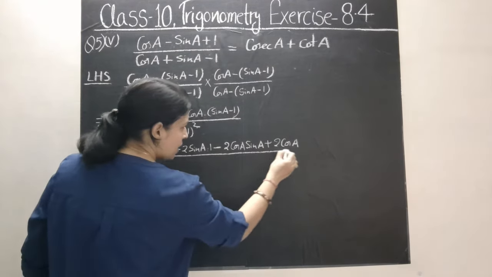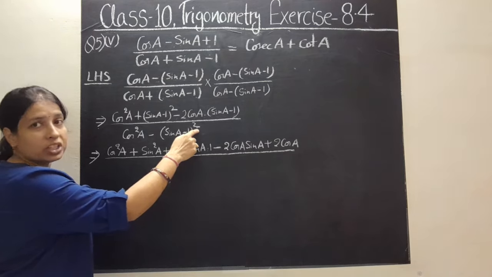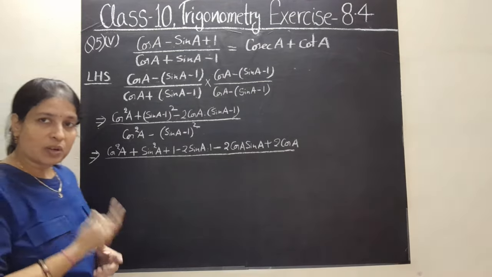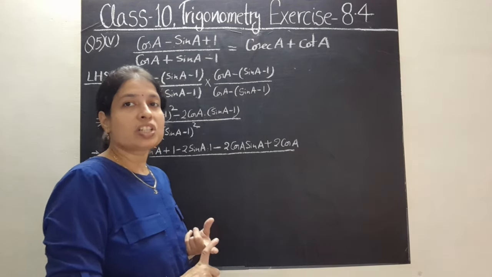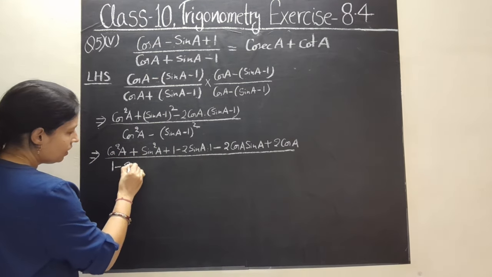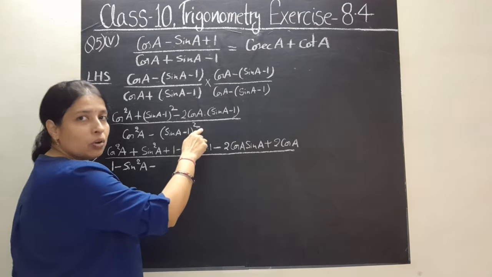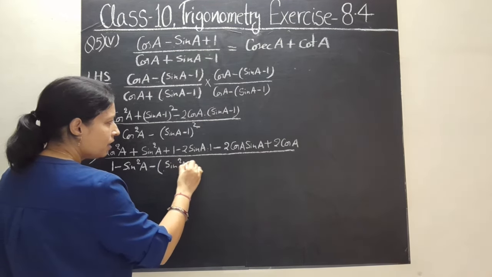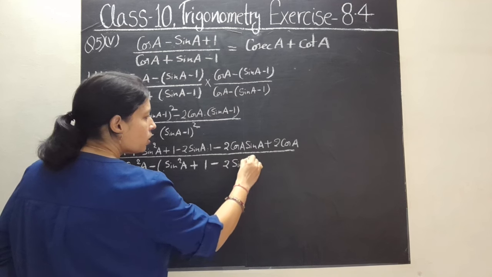And it is divided by, here it is given cos square a, here it is given (sin a minus 1) whole square. So cos square a को भी change करेंगे sin के form में. कैसे करेंगे? What is the formula for that? cos square a plus sin square a is equal to 1. So cos square a is equal to 1 minus sin square a. So write here 1 minus sin square a minus again (a minus b) whole square. क्या होगा? It will be sin square a plus 1 minus 2 sin a.